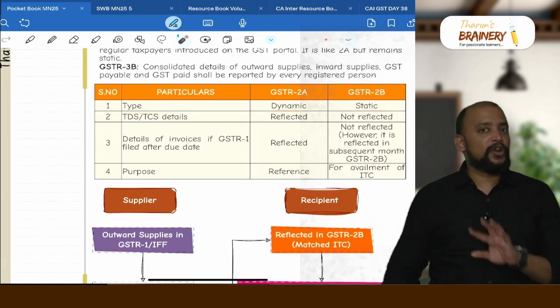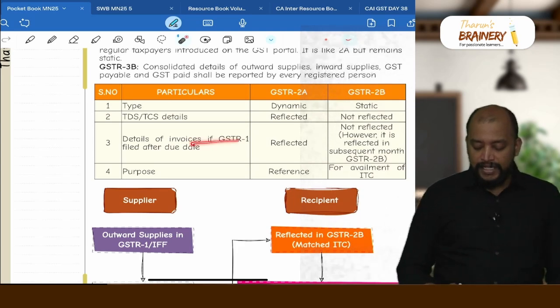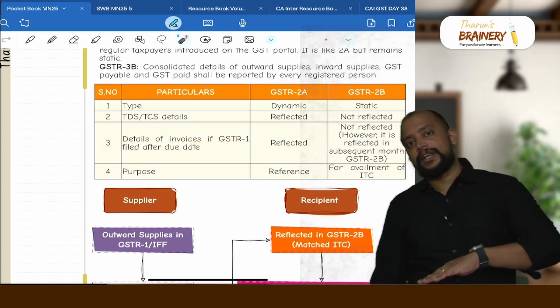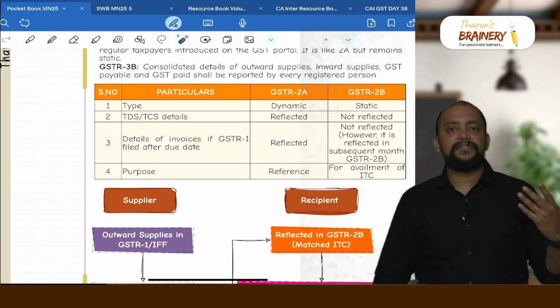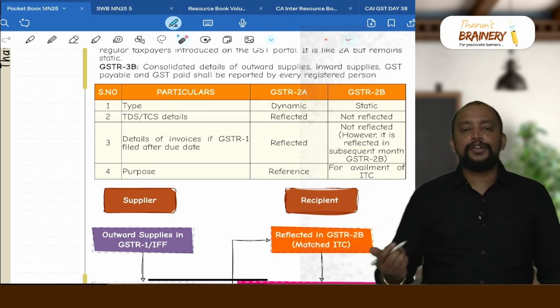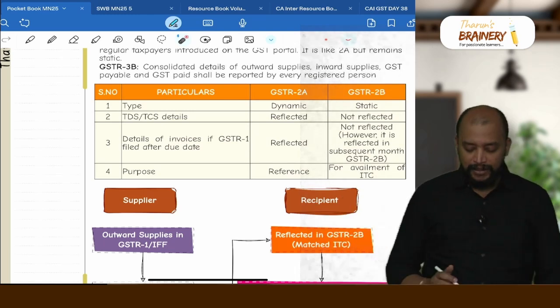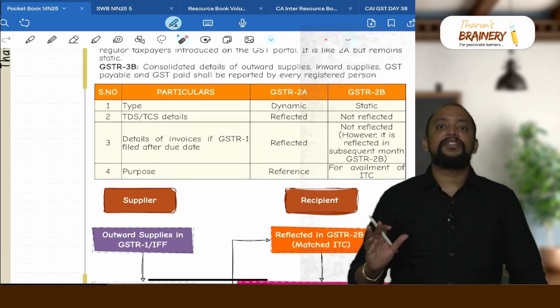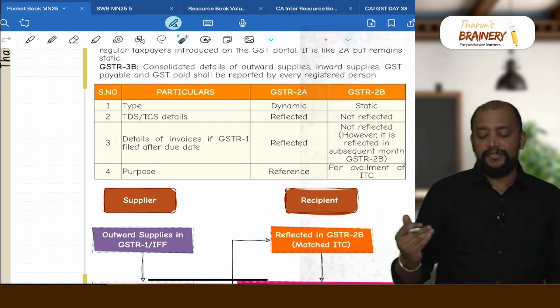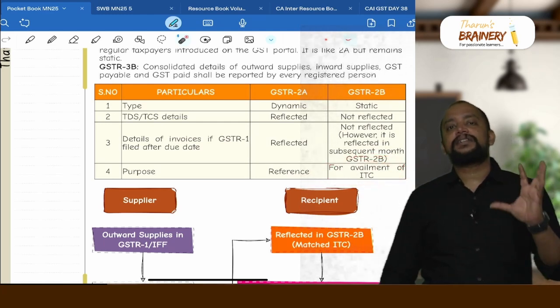TDS, TCS details will not be there in 2B, but it will be there in 2A. And details of invoices if GSTR 1 is filed after the due date: suppose the GSTR 1 due date is 11th and it is filed after the due date, in 2A it will be reflected for that month. But in 2B of that month it will not be reflected, however it is reflected in the 2B of the subsequent month. The purpose of 2A is just for reference, but 2B is for availment of ITC. So rule 36 sub rule 4 says that only the matched ITC can be availed.